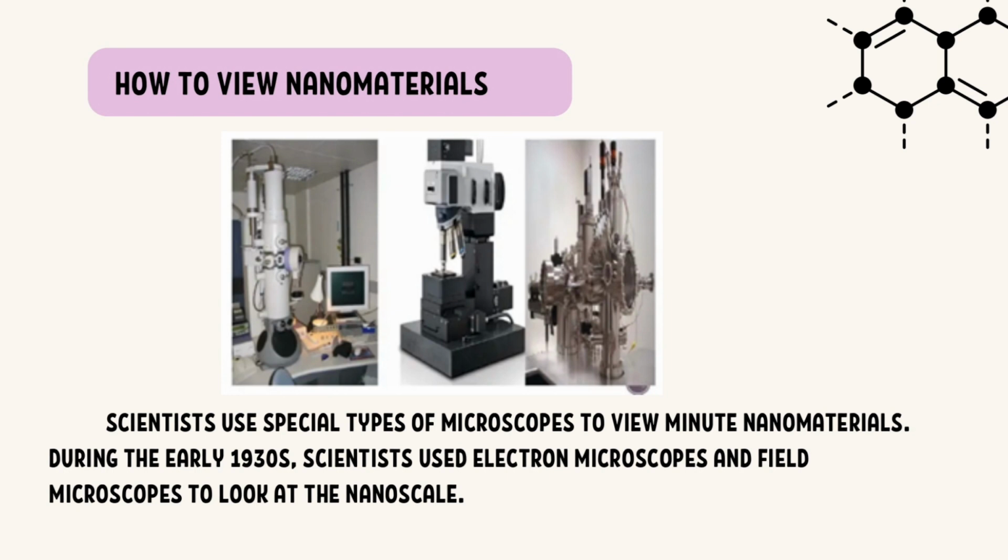Now let's move on to how to view nanomaterials. If you are wondering how science came up with that idea, it is because during the 1930s, scientists used a special type of microscope to view minute nanomaterials. Scientists use the electron microscope and the field microscope to look at the nanoscale. There are 3 special types of microscope. First, we have the electron microscope.